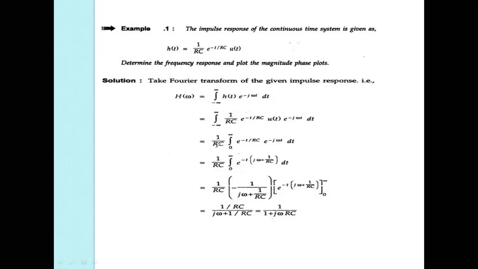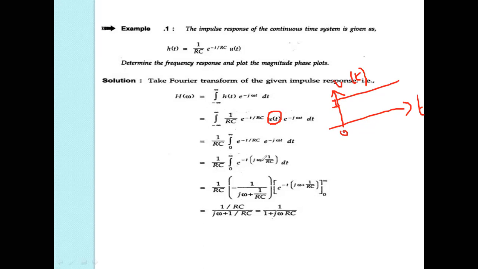Next, take 1 by RC as common. Here mu of t can vary only from 0 to infinity, as the magnitude is 1 for mu of t. So keeping mu of t as 1, change the limits from minus infinity to infinity into 0 to infinity. So e power minus t by RC, e power minus j omega t dt. So 1 by RC integral 0 to infinity; both the bases are the same, so you can add the powers. Take minus t as common, j omega plus 1 by RC into dt.